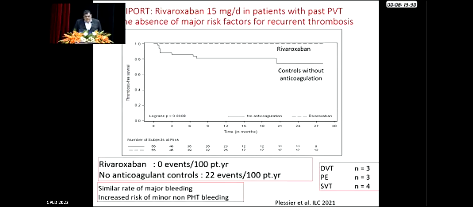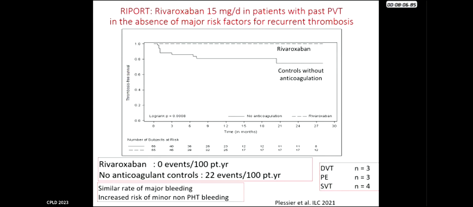And the bleeding risk was the same as those who were not on any anticoagulation. So we had a long discussion on this study at the recent EASL meeting, where the question was asked, why rivaroxaban? And the answer was that was the only drug that was available to them at that time. The other DOACs were not available, and that is why rivaroxaban was chosen, because this study was planned in 2012, which eventually got published in 2021.